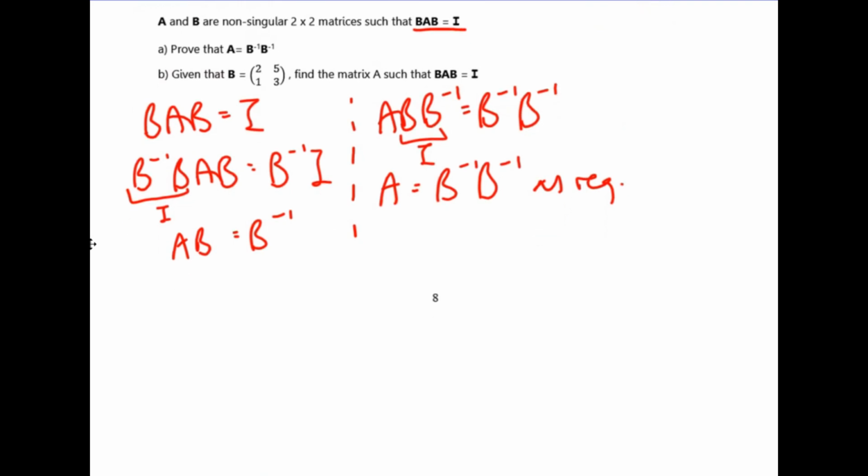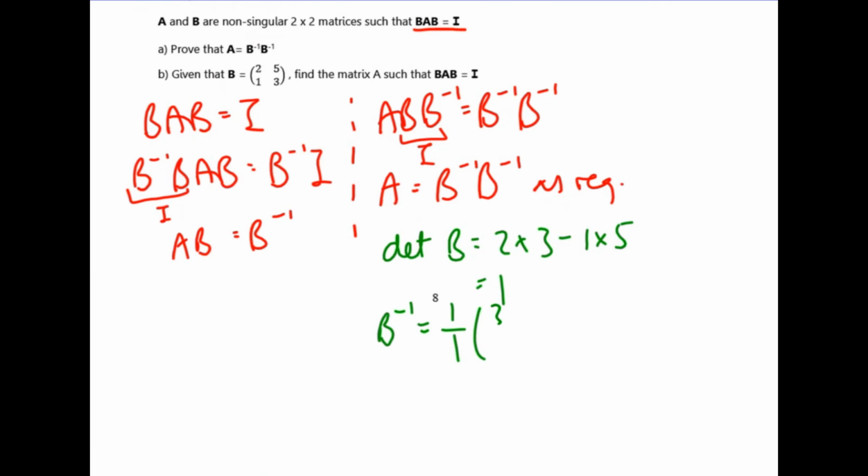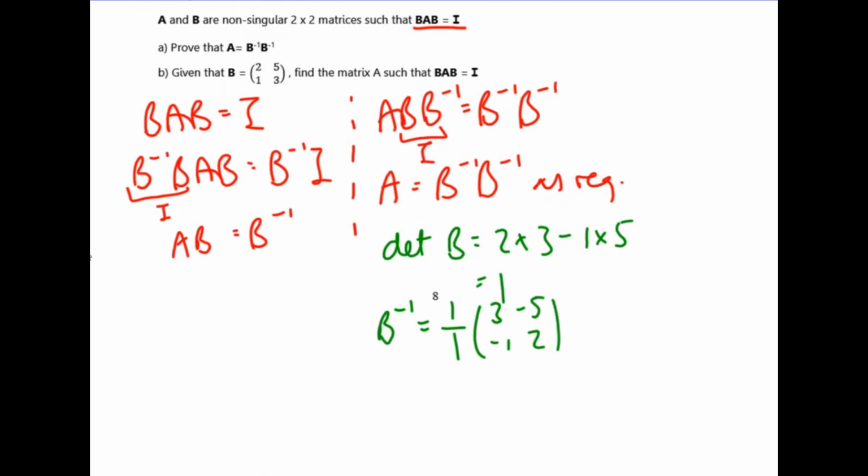It tells us the matrix B and wants us to find the matrix A. So if we use what we've done in part A, then we can figure out what A is. If we calculate B inverse, first thing to do then is to work out the determinant of B, 2 times 3 minus 1 times 5, which just gives you 1 for the determinant. And so B inverse is 1 over the determinant, so 1 over 1. Swap the order of the leading diagonal, so 3, 2, and change the signs on the other ones. Gives you minus 5.